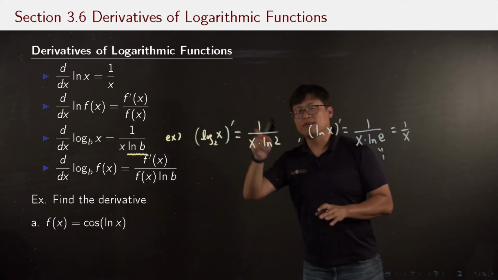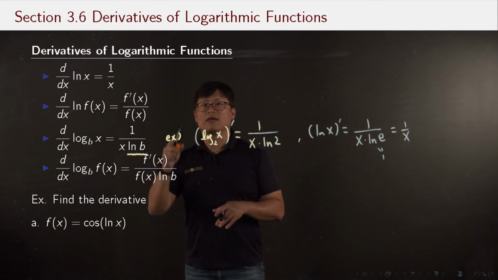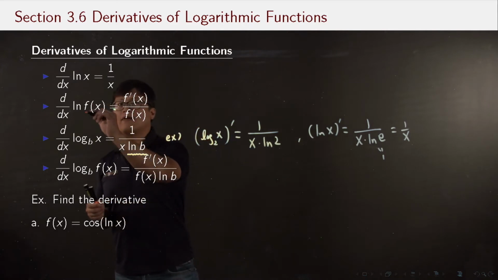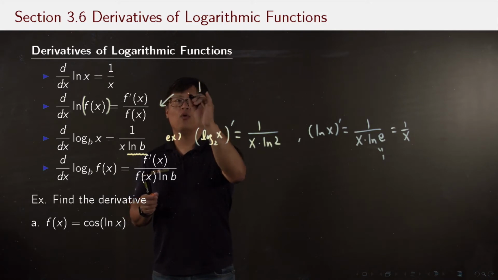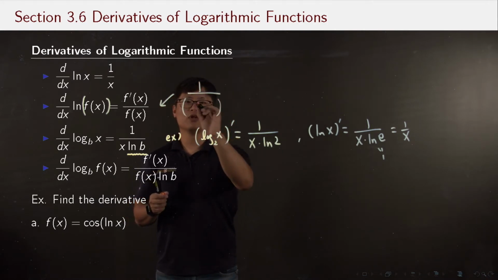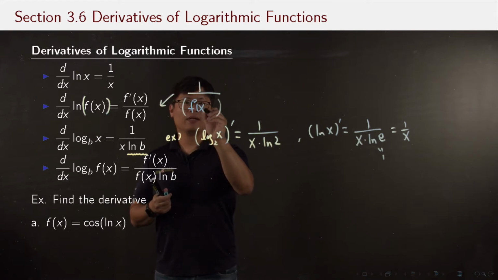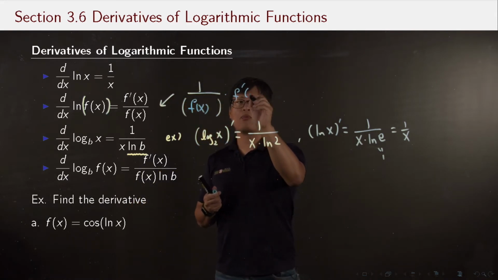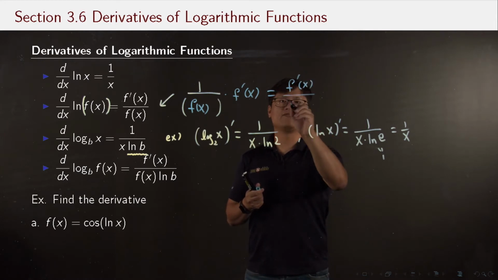What about the second and fourth one? They are the chain rule, okay? Just think about it: ln of f of x, okay? f of x itself is the inside function. Does it make sense? So this one came from 1 over the inside function, which is f of x. Then by the chain rule, you multiply by f prime of x. That's why you have this formula, okay?